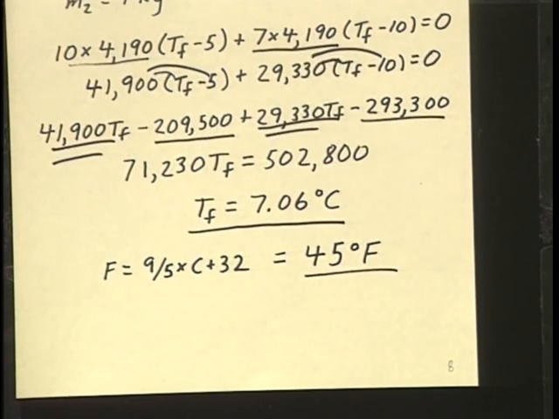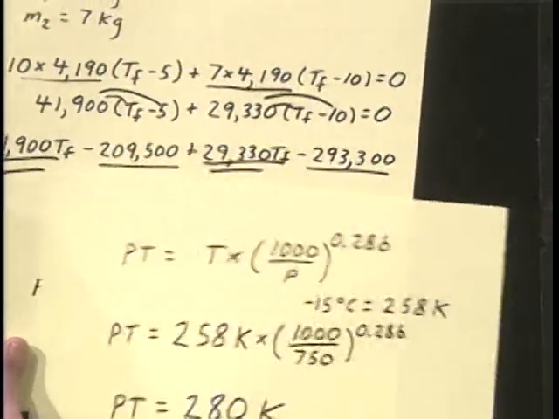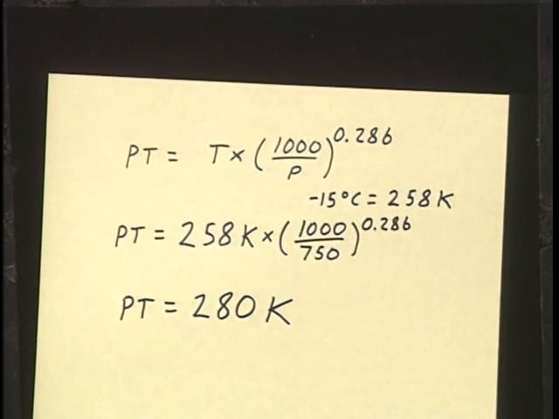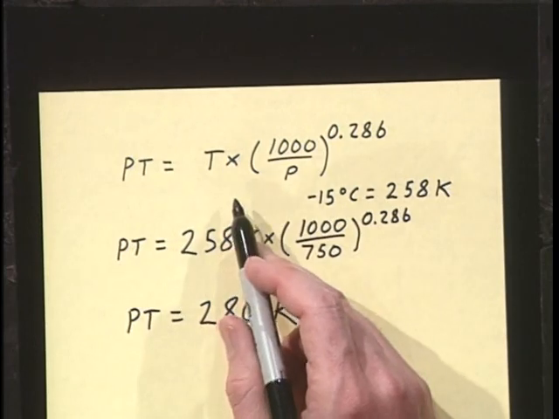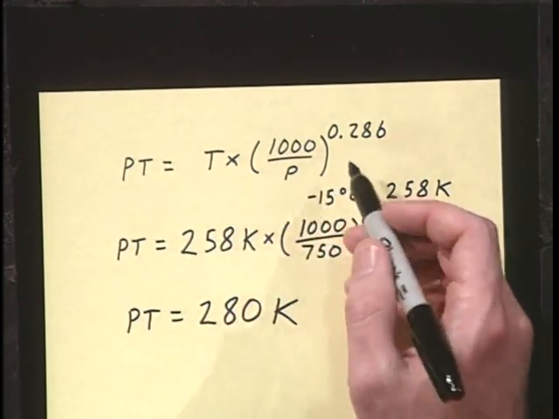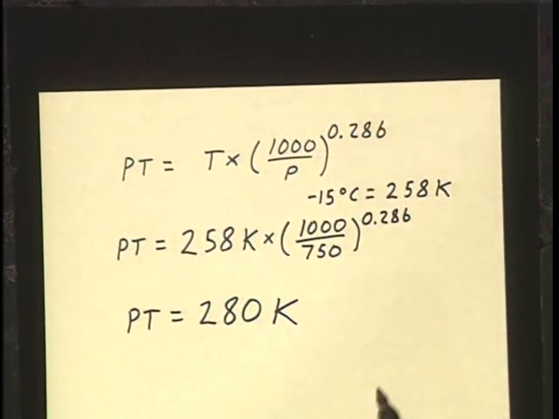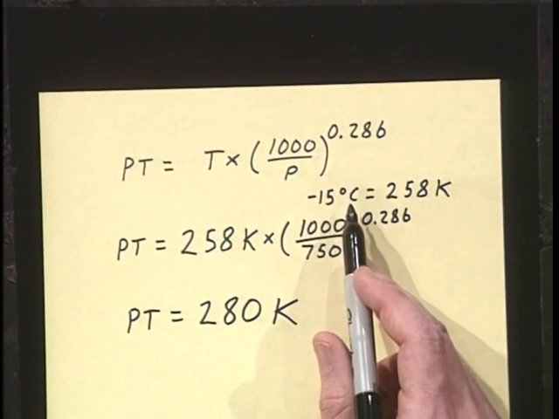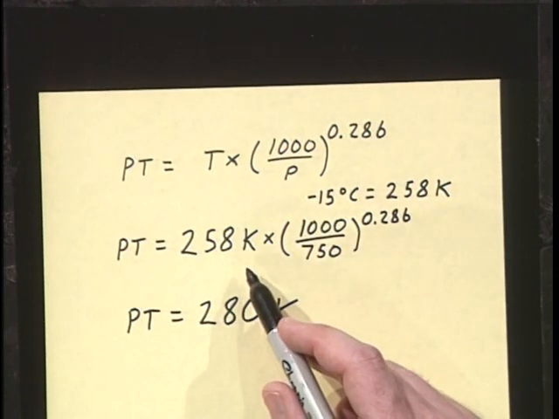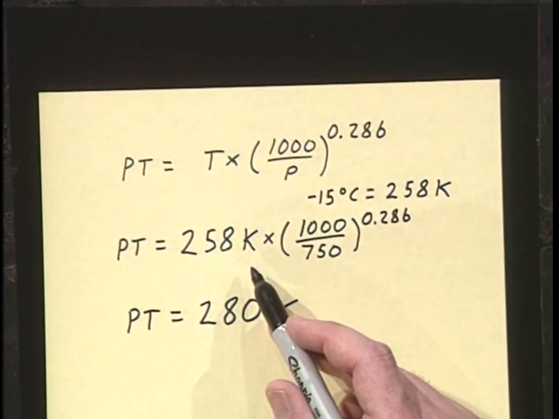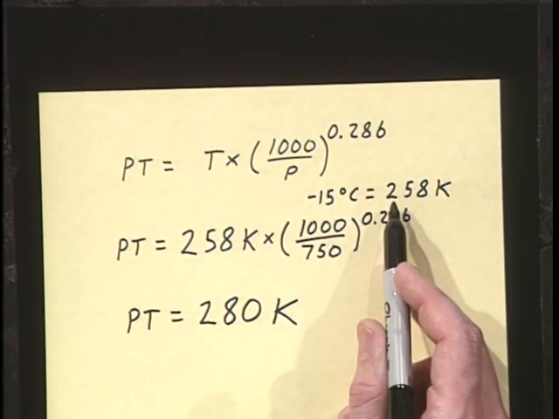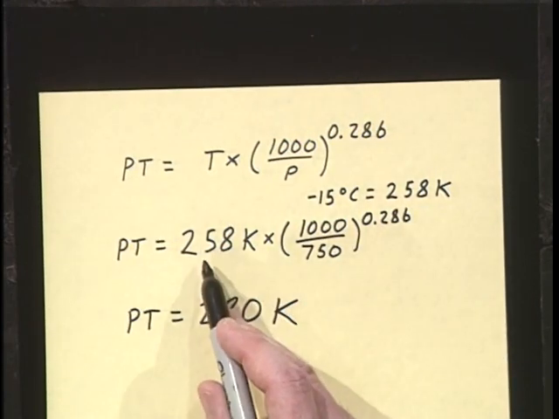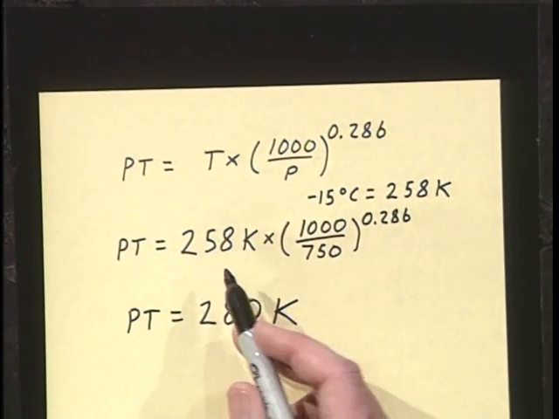The next question asked for the potential temperature. So we'll look at that next. The potential temperature equation is the temperature times 1,000 over P to the 0.286. We were given a temperature of minus 15 degrees C, and in this equation that has to be converted to Kelvin. Potential temperature is always expressed in Kelvin. So we take 273 minus 15, and that produces 258 Kelvin. So 258 Kelvin is our temperature.